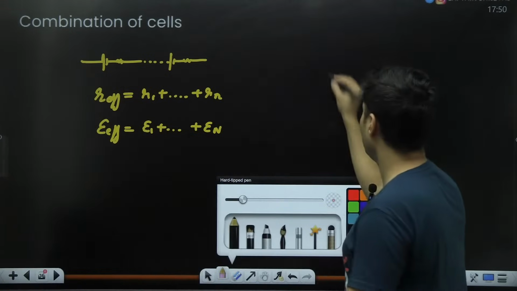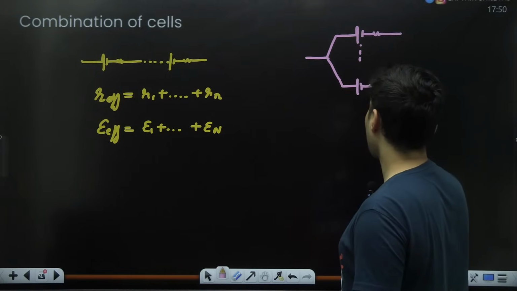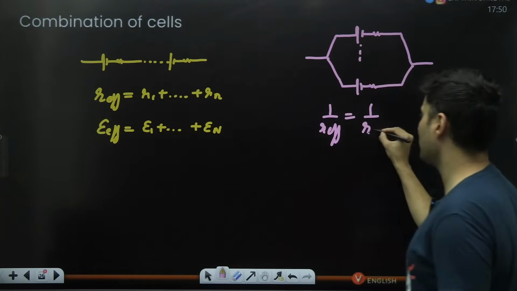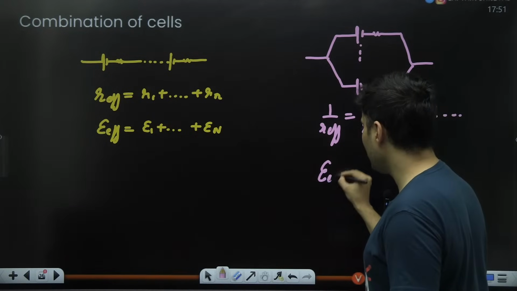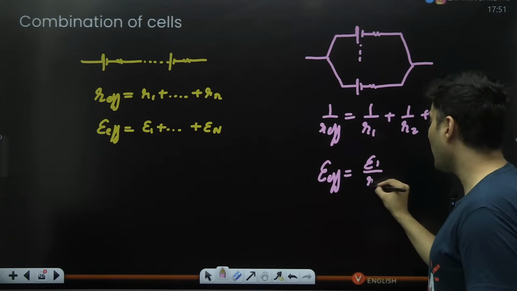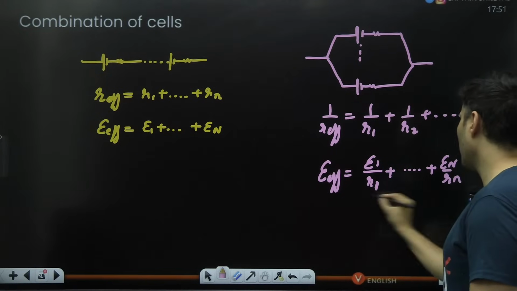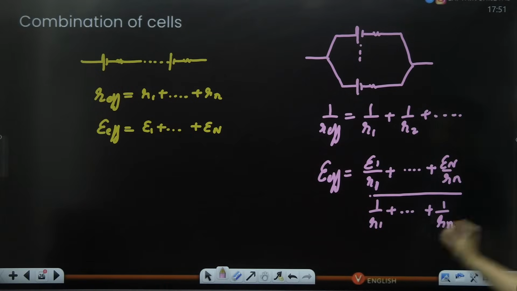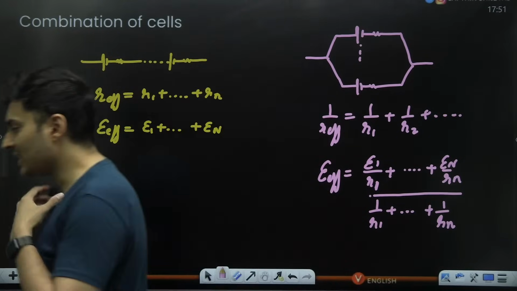But when it is in parallel, be careful. For effective resistance, it is the same as resistors in parallel, 1 by R1, 1 by R2, like that. But for effective EMF, here is the formula. Observe it carefully. It is EMF 1 by R1 plus EMF 2 by R2, like that up to EMF n by Rn, the whole thing divided by 1 by R1 plus 1 by R2, like that up to 1 by Rn. So that is the formula for effective EMF of parallel batteries.